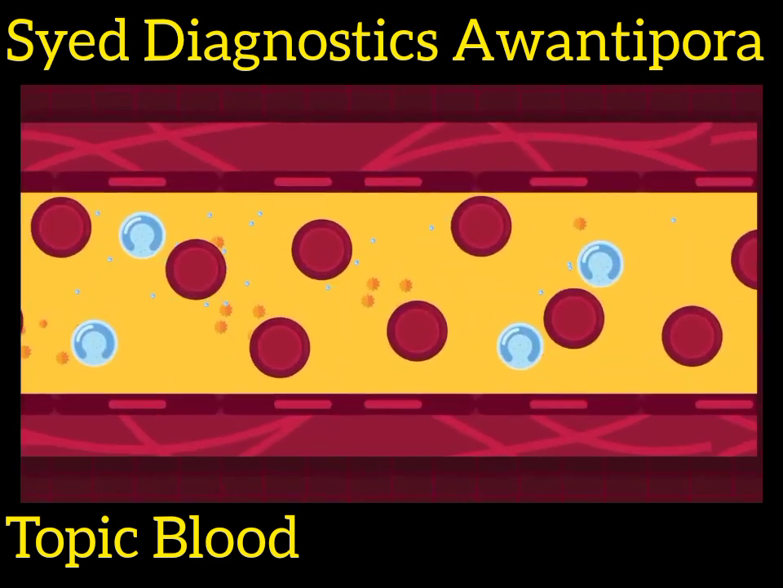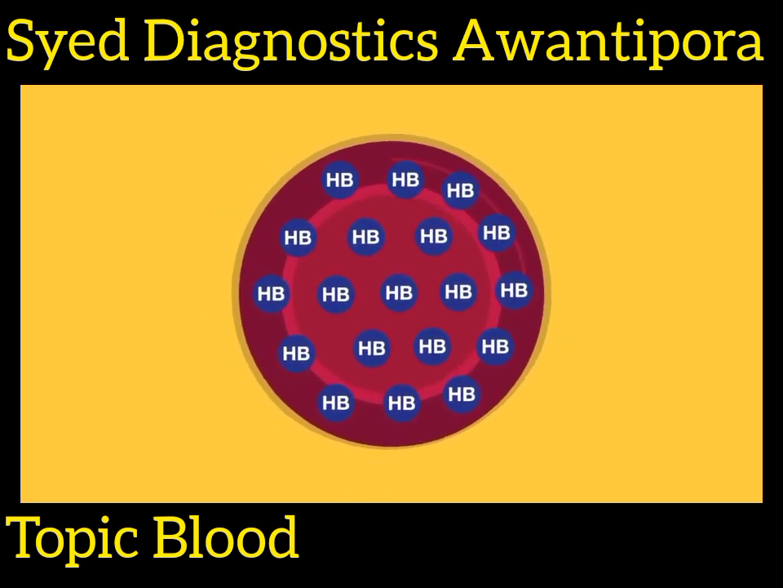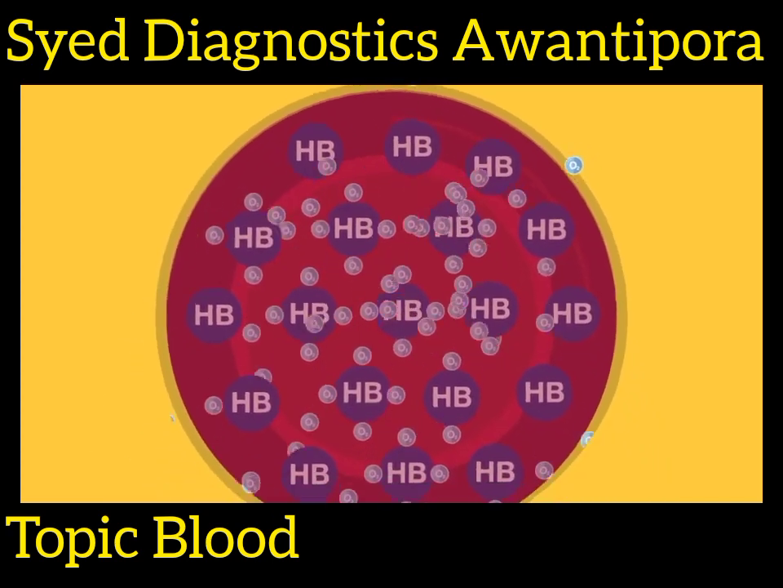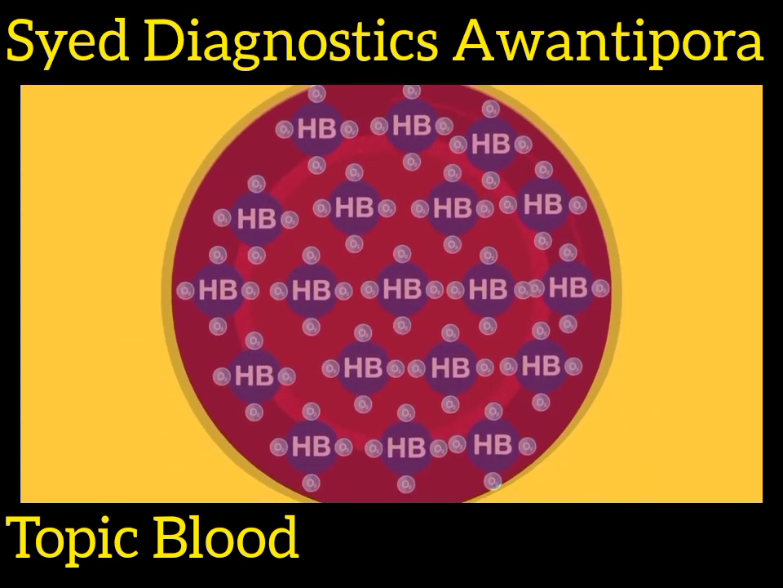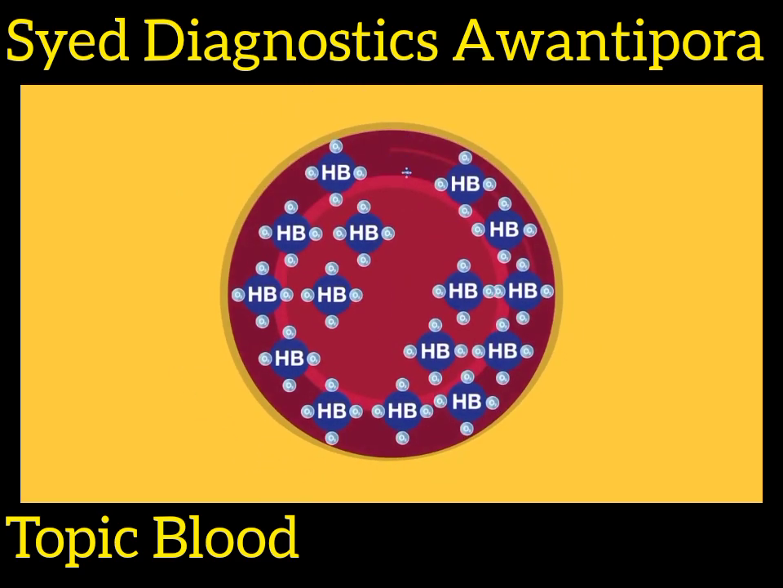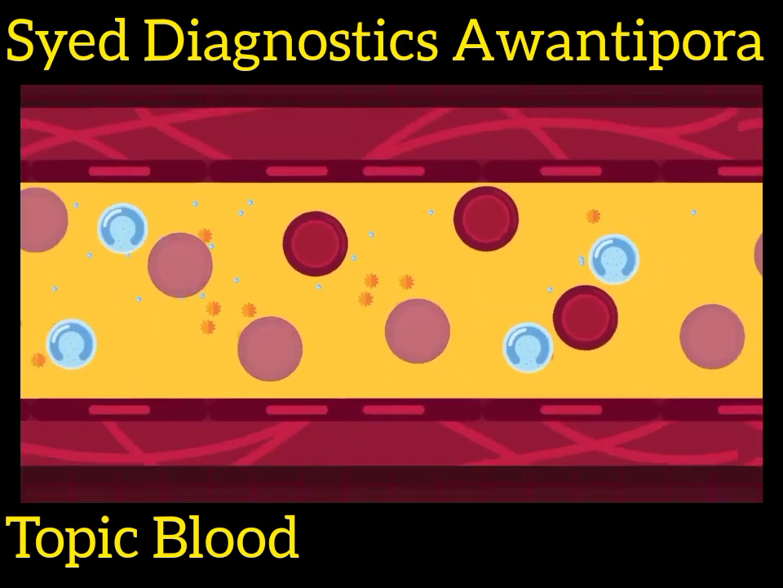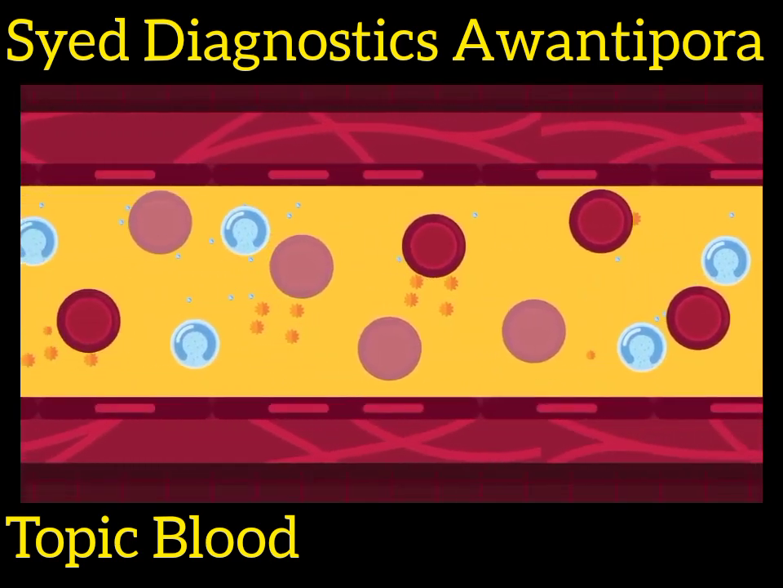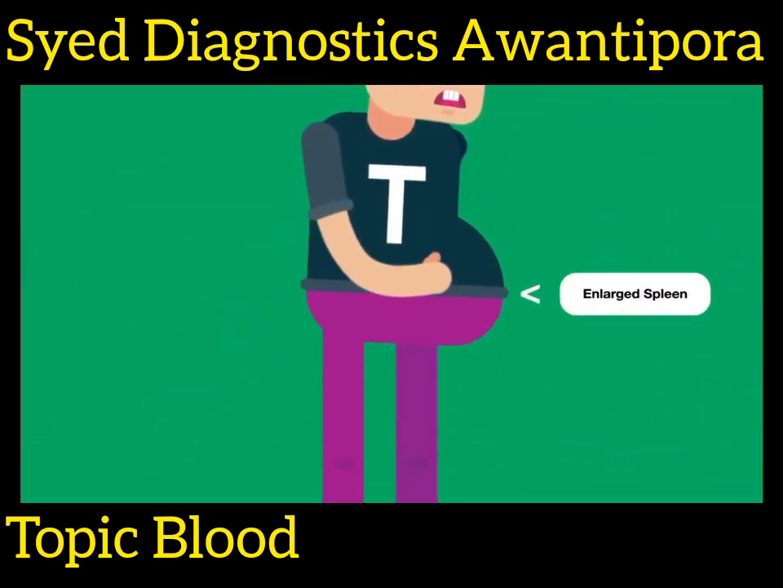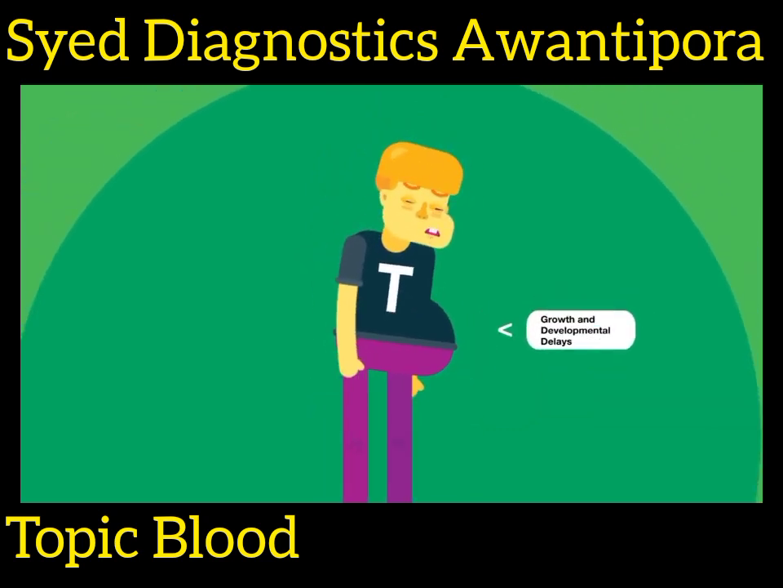Thalassemia is a group of inherited blood disorders. These disorders are caused by genetic mutations that prevent the normal production of hemoglobin. Hemoglobin is the carrier molecule which carries the oxygen obtained during the process of respiration. When red blood cells do not have enough hemoglobin, oxygen doesn't get to all parts of the body. Organs then do not function properly. These disorders can result in bone deformities, enlarged spleen, heart problems, growth and developmental delays in children.